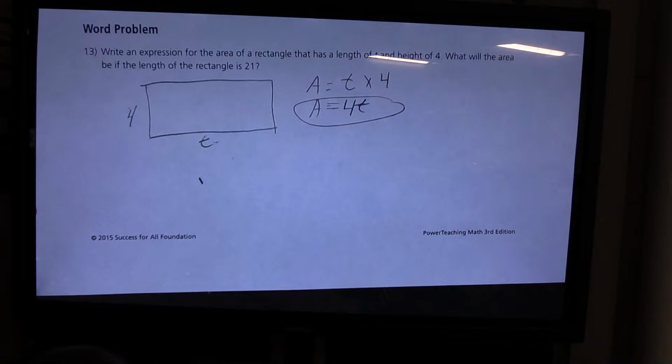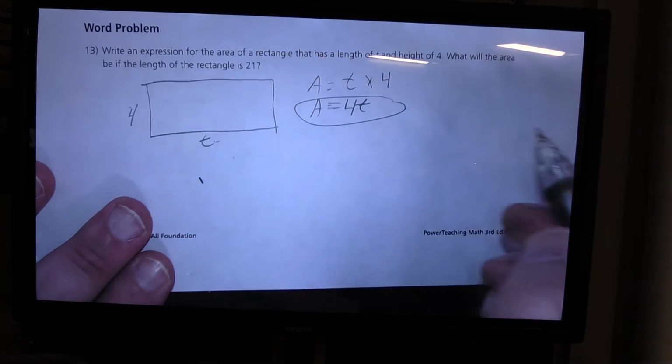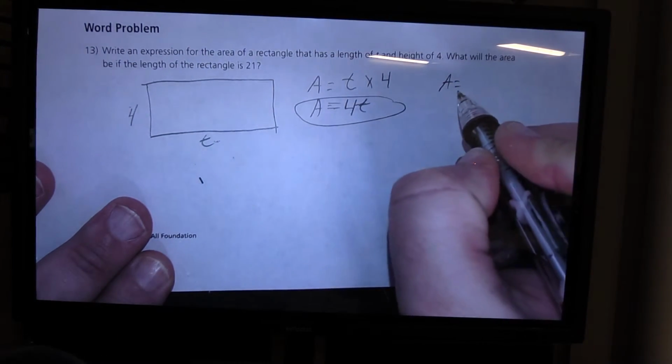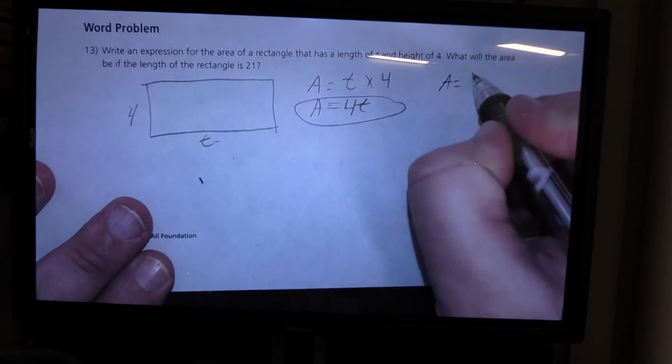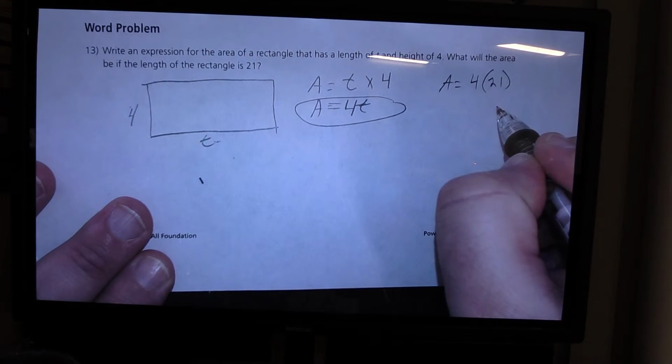I think that's what I would have for my algebraic expression. Now the second part of the problem says, what will the area be if the length of the rectangle is 21? So essentially, if the value of t is 21, what will the area be? So in this case, I'm going to replace t with 21. So I would say area equals, and I'm going to use this formula, 4t, so that'll be 4, and in parentheses, I'm going to put 21.